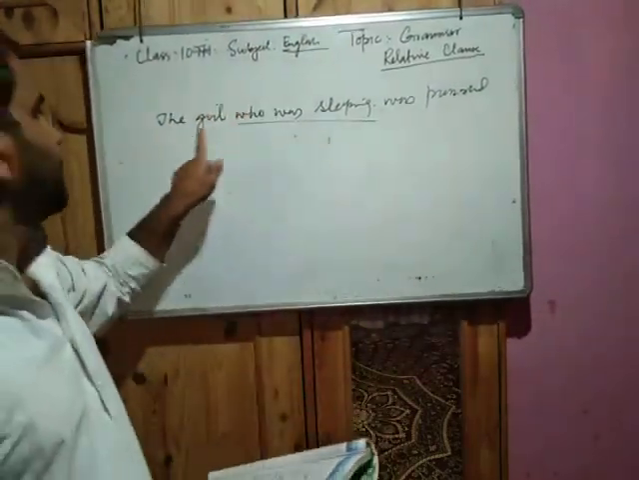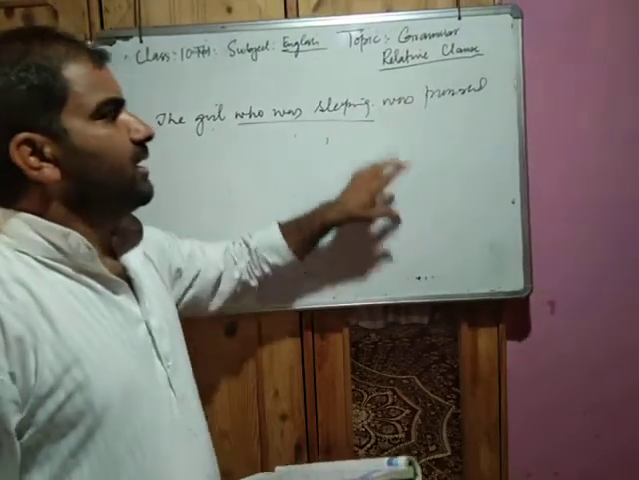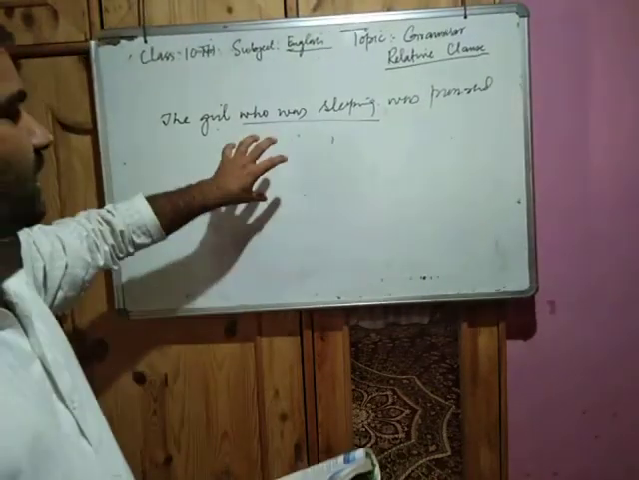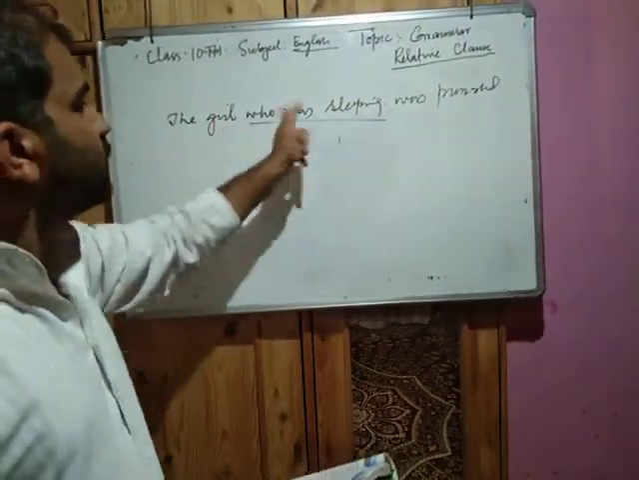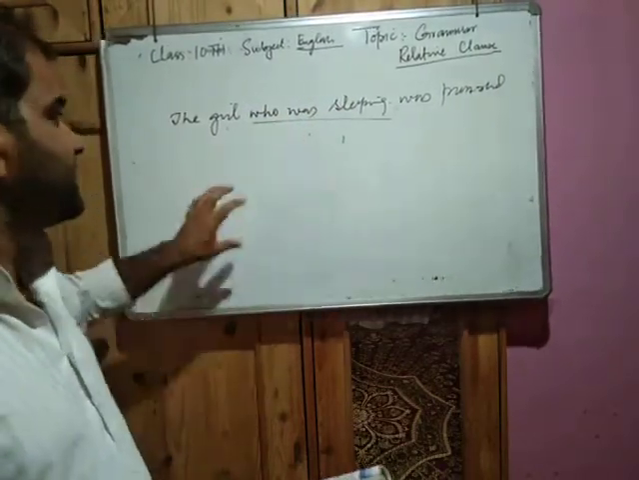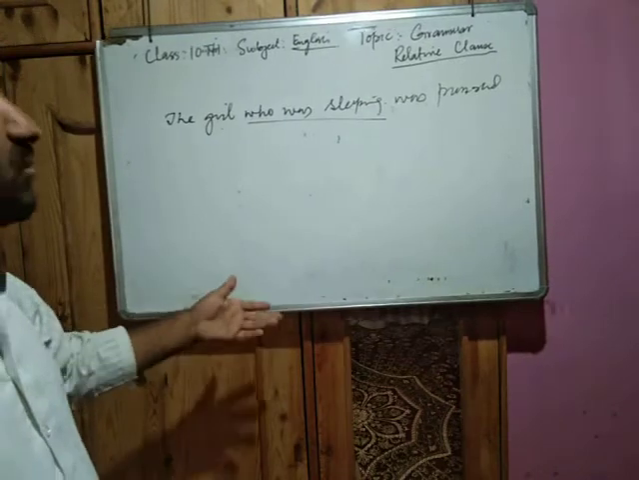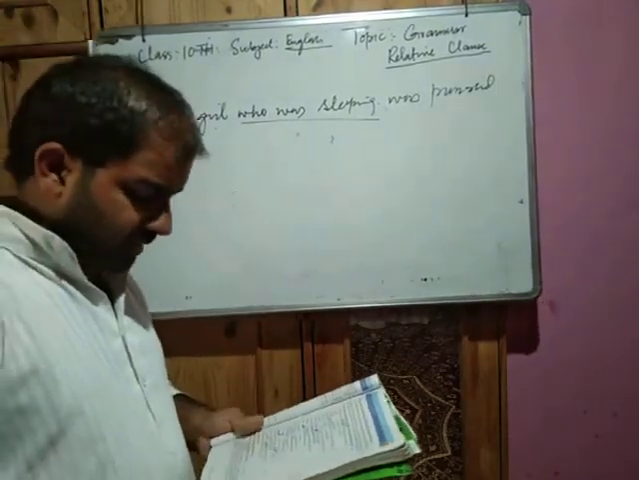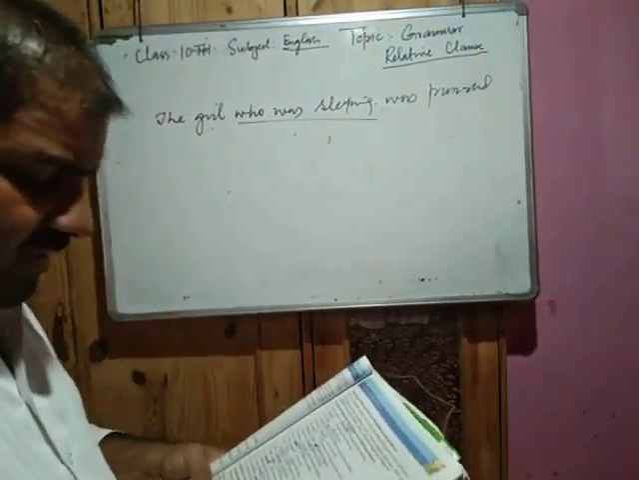If we write here "The girl was punished," तो फिर ये क्या है? This "who was sleeping" is additional information about the girl. Otherwise this is also correct: The girl was punished. In the above sentence, the underlined part is a relative clause.